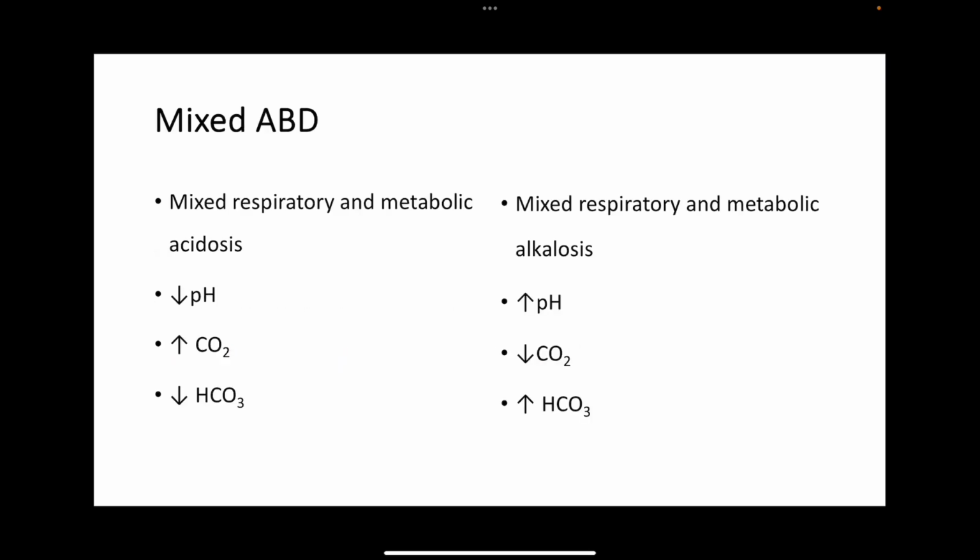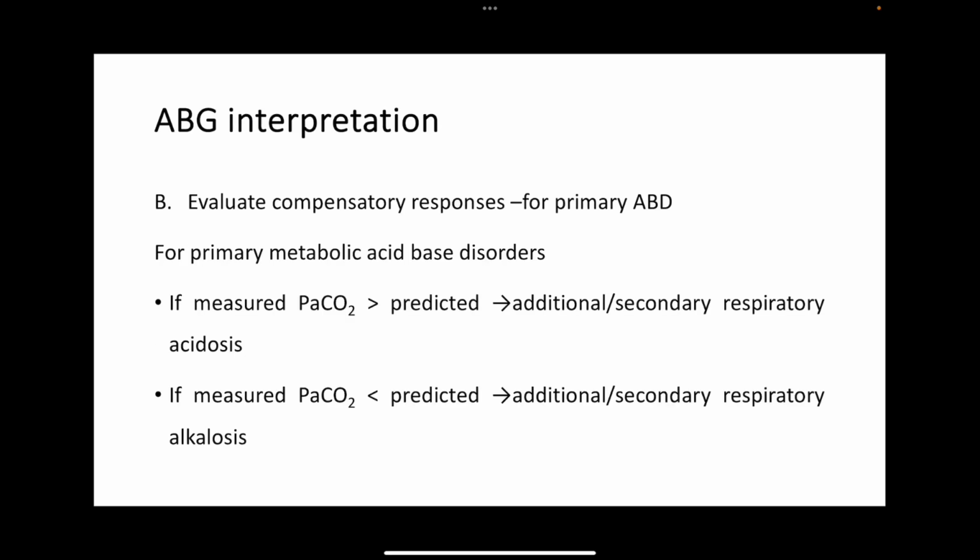So here we can see that the change in PaCO2 and HCO3 should have been in the same direction if it was compensation. But here the change in CO2 and HCO3 are in opposite directions, indicating a mixed disorder. So in mixed respiratory and metabolic acidosis, pH will be low, CO2 will be high, HCO3 will be low. While in mixed respiratory and metabolic alkalosis, pH will be high, CO2 will be low, and HCO3 will be high.